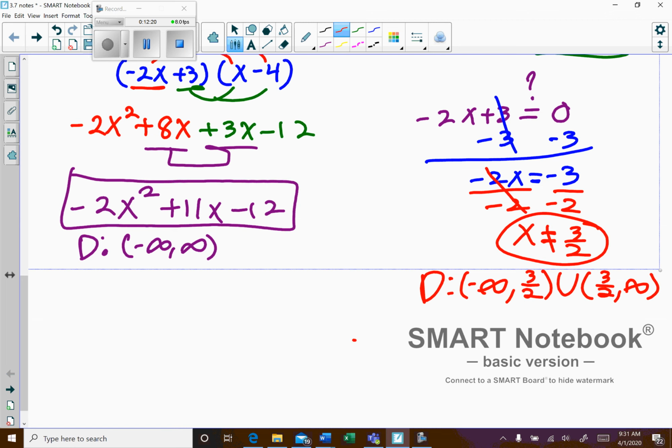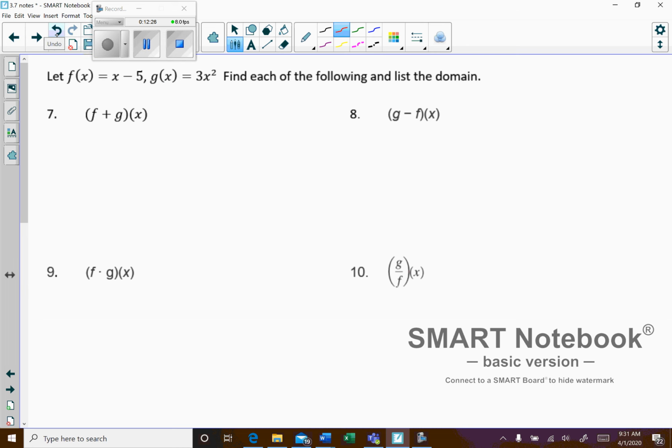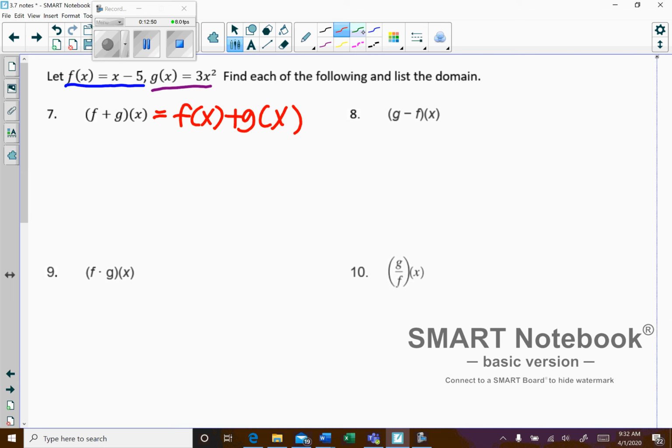Okay, let's try a couple more sets of these. The directions are going to be the same. So we have our f of x and we have our g of x. Find the following and then list the domain. Here's our f of x. Here's our g of x. On this first one, we're just going to add the two functions together. And I'm sure some of y'all could just do it in your head.